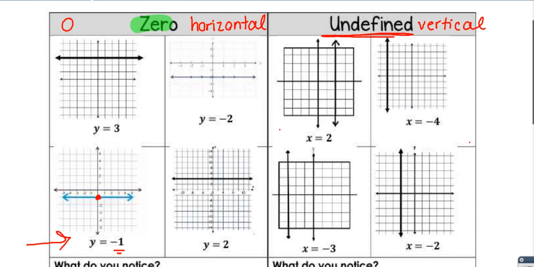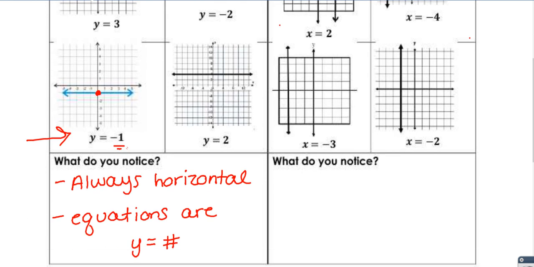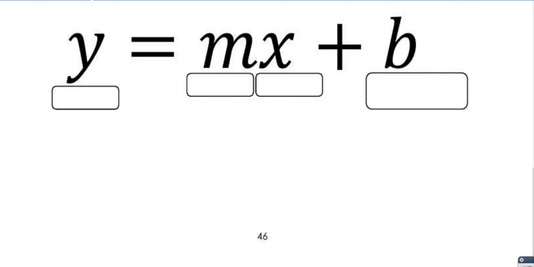So now looking at the undefined lines, we already mentioned that they're always vertical, so we're going to write that. Remember, he fell off the cliff. His life is undefined. And then the equations are going to always be x equals a number. Similar to what we just talked about, let's look at the bottom left equation. And this line in our graph is actually crossing at x equals -3, which is why that is the equation. Pause if you need to. I'm going to move on down.